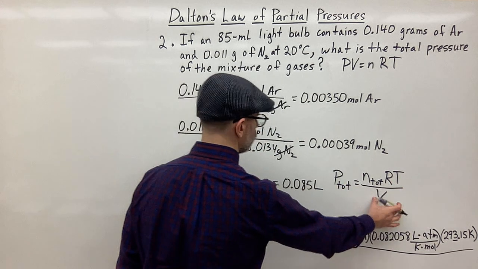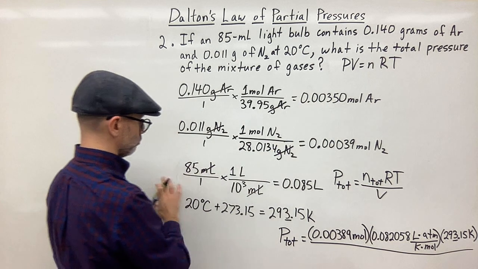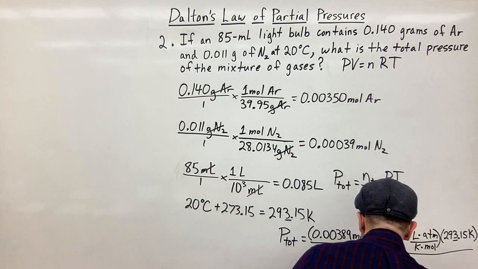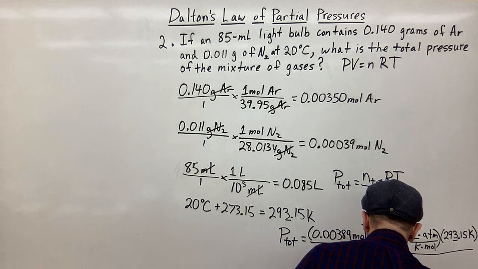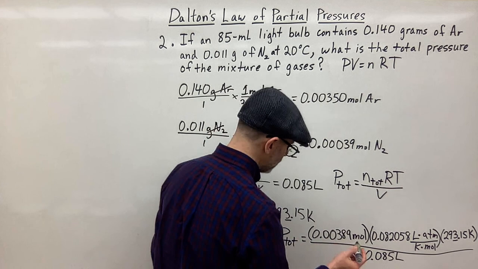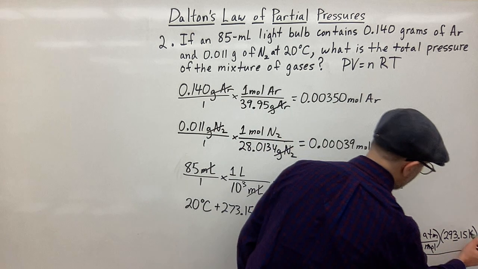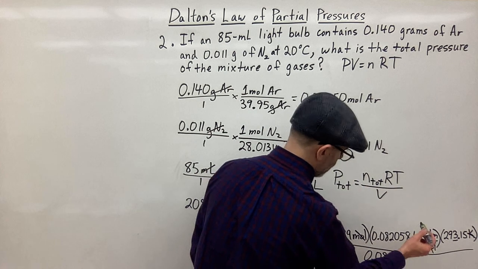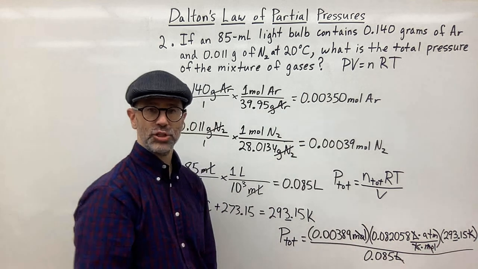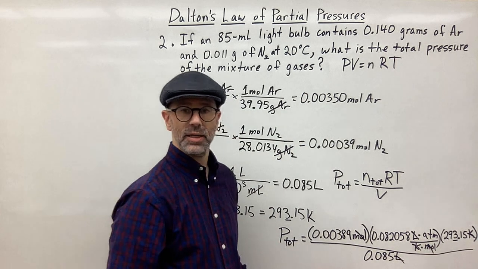the volume, which we have here. Where's the volume? Right here. So 0.085 liters. So let's make sure our units cancel out. So moles cancels out with moles. Kelvin cancels out with Kelvin. And liters cancels out with liters. And we're left with atmospheres, which is a pressure unit. We're looking for pressure. So now all we need to do is calculate the amount of pressure.